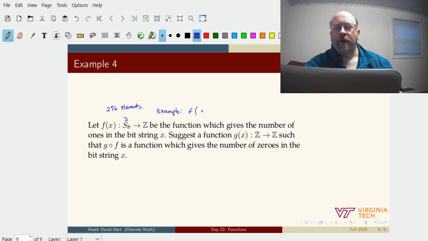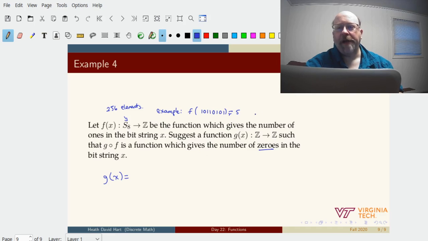f of 10110101 is equal to 1, 2, 3, 4, 5. So f of x gives me the number of 1s. But I want to come up with a function that gives me the number of zeros. And so what would I have to do after I have computed f of x? What would I have to do next to give me the number of zeros? So either the answer is going to be really obvious to you and jump out, or you're going to have to think about this for a moment.